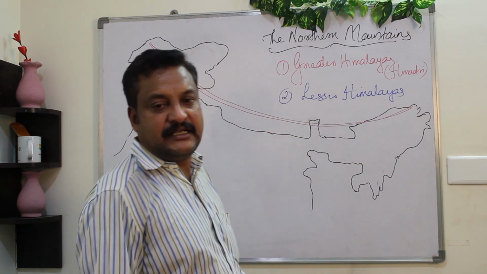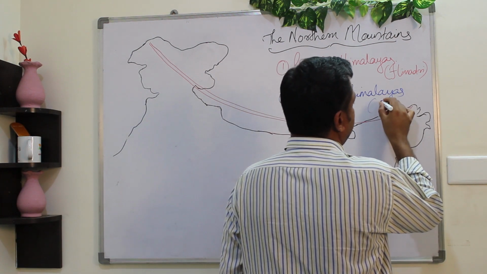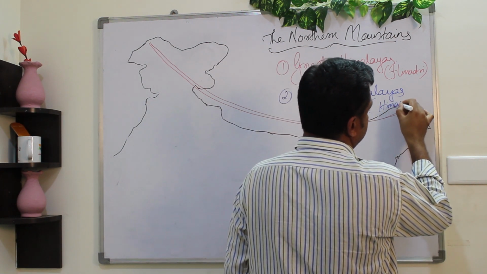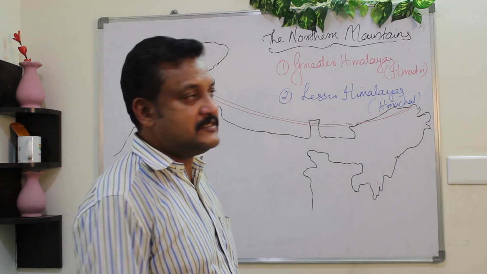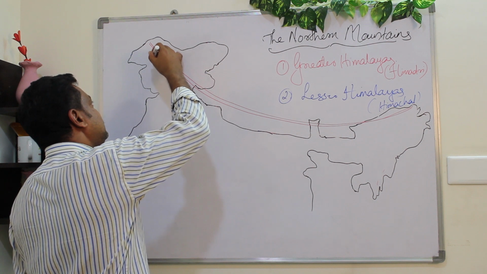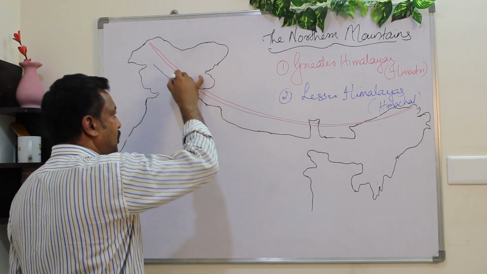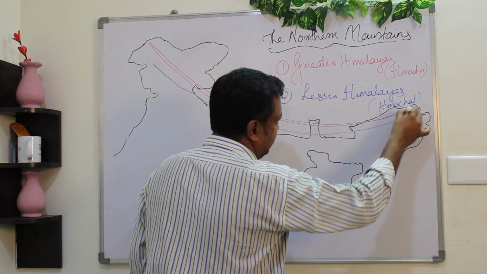Okay, so the Lesser Himalayas are otherwise known as the Himachal, and they run at the bottom of the Greater Himalayas.